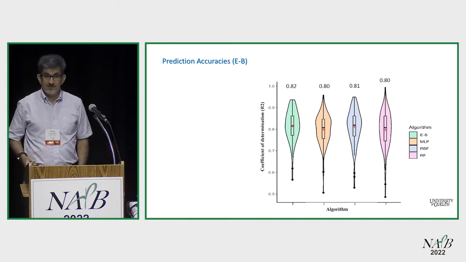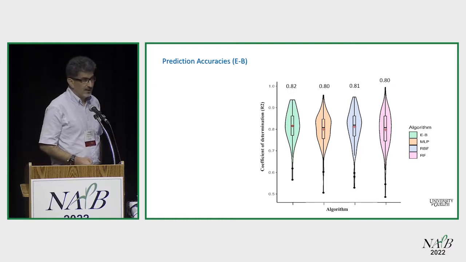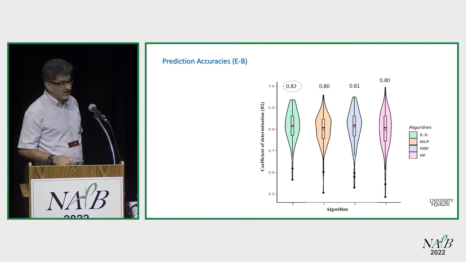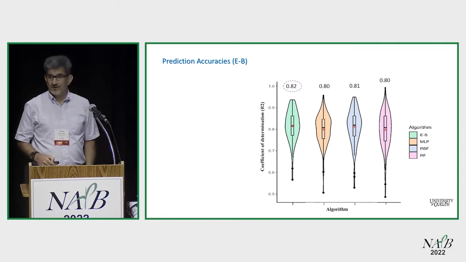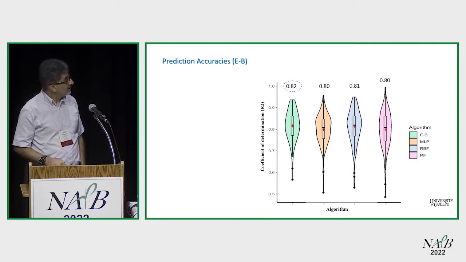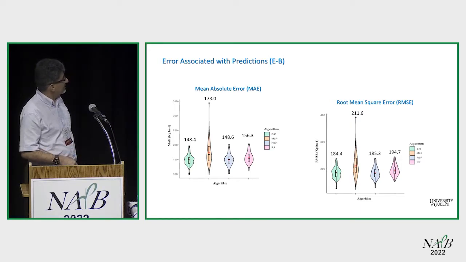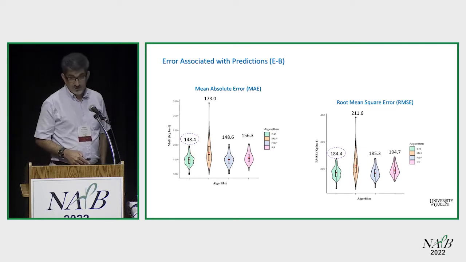We ensembled and combined these machine learning models to see if we could improve the prediction accuracy. As you can see here, we improved it. This is the ensemble, or combined, result, with 82% accuracy. We were able to improve the accuracy slightly. And when you look at the error associated with those estimations, we were able to reduce MAE and RMSE.